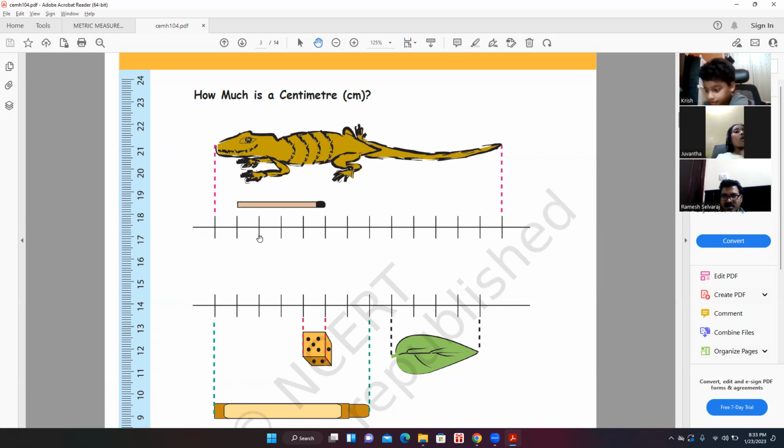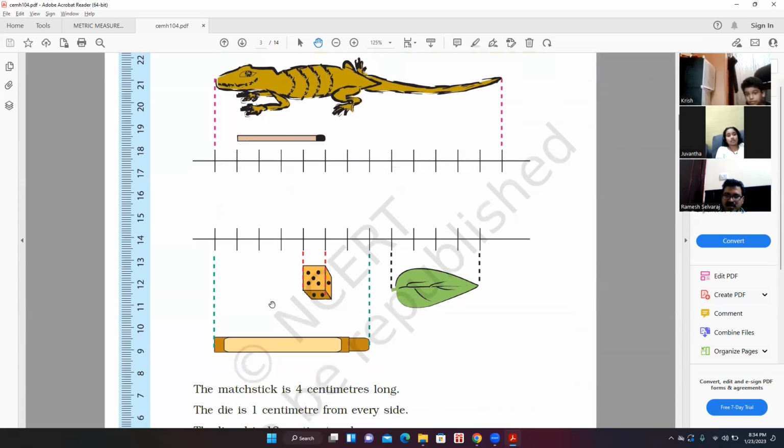For the matchstick, 5 centimeters. You have to start with 0. Okay. 0, 1, 2, 3, 4. It is starting here, right? Okay. 4 centimeters.